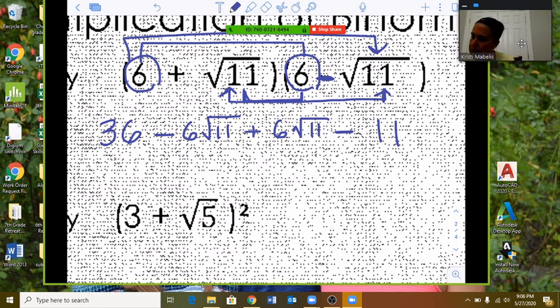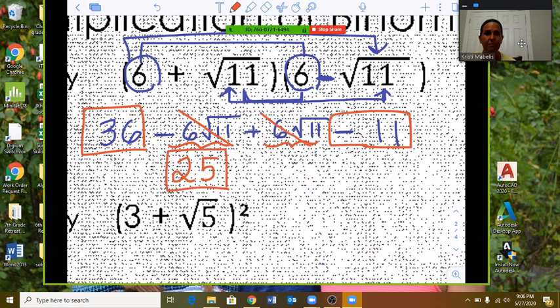All right, let's clean this mess up. Here we go. We've got 36 and negative 11. So 36 minus 11 would be what? 25. And then we have negative 6 radical 11. Positive 6 radical 11. What happens? Yeah, adds up to 0. So after all that, we end up with 25.